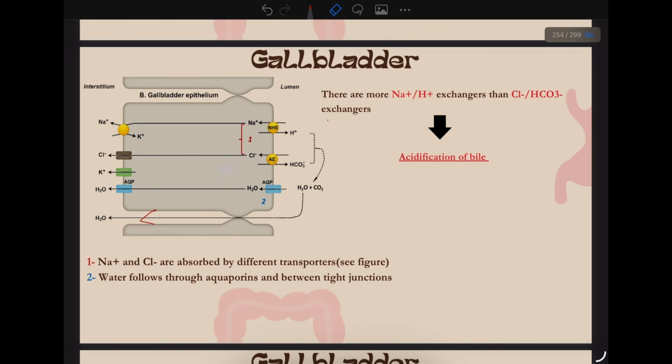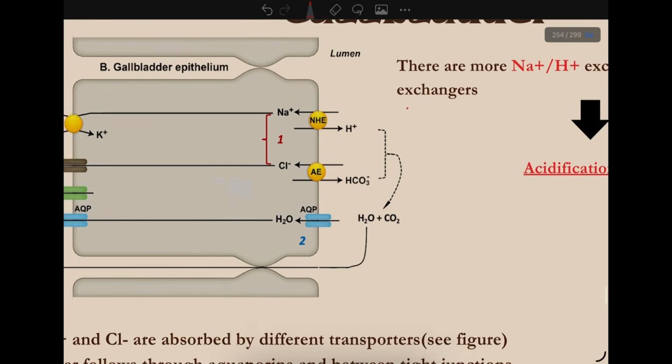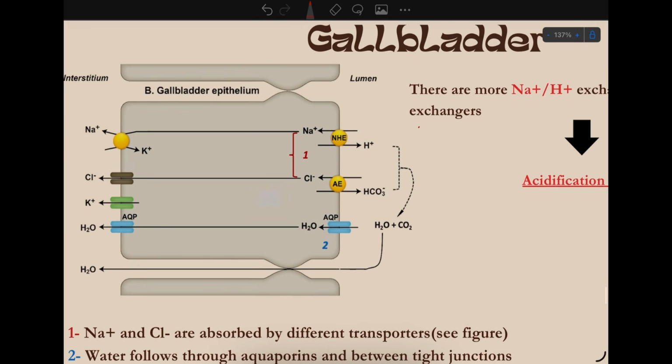What's happening in here? I will tell you now. We want to reabsorb, if you remember, sodium chloride. So how will that happen? From the lumen, we have our transporters. Okay, 1 for sodium hydrogen and 1 for chloride bicarbonate. And this transporter will cause the reabsorption of sodium and chloride. An exchange of what?